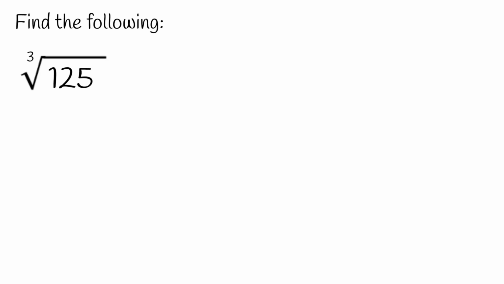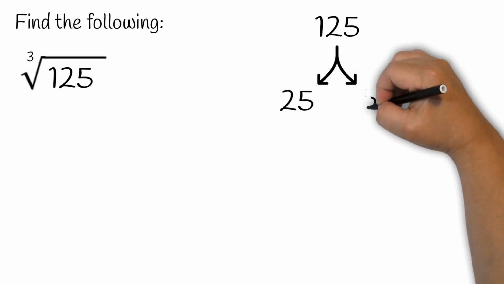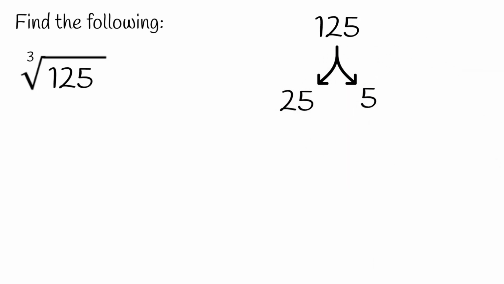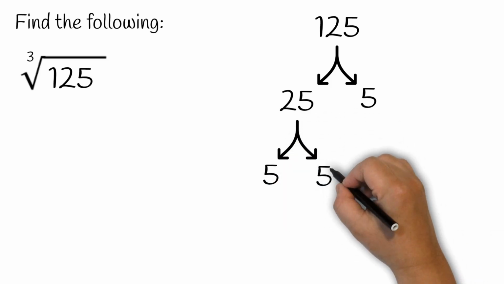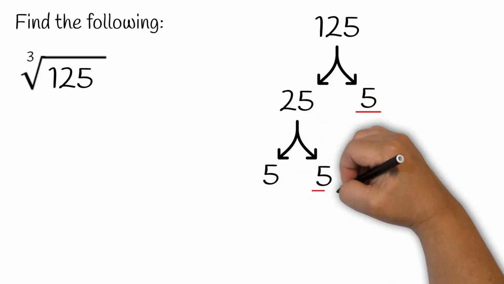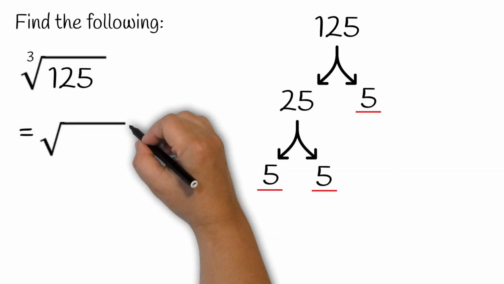So what we have to do is we have to take the number 125 and we have to break it up. So we can break it up into two numbers, 25 and 5. And then we can take the number 25 and we can break it up further into 5 and 5, since 5 times 5 is equal to 25. So now we have 5 and 5 and 5. So this can be written as 5 cubed.